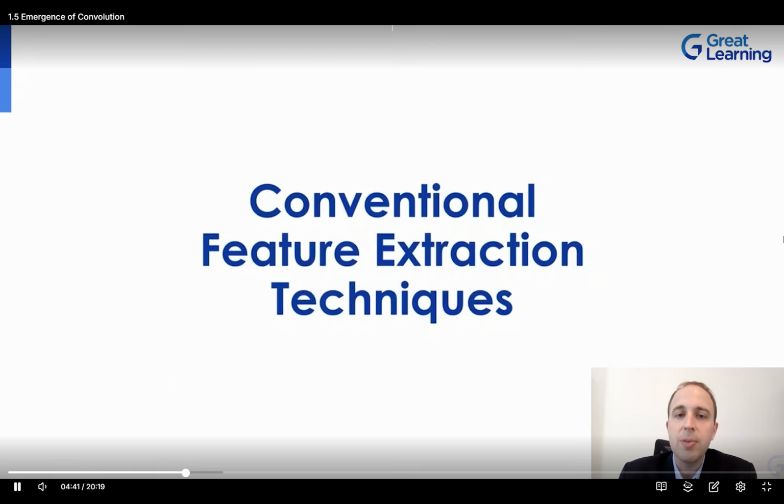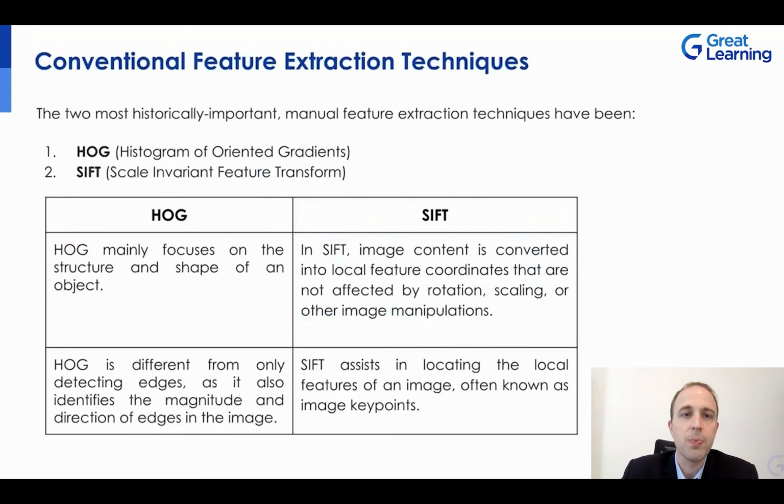So let's talk about some of the older or more conventional feature extraction techniques. Two of them are being described here. One of them is called HOG, and the other one is called SIFT. Let's talk about HOG first. HOG is short for histogram of oriented gradients.